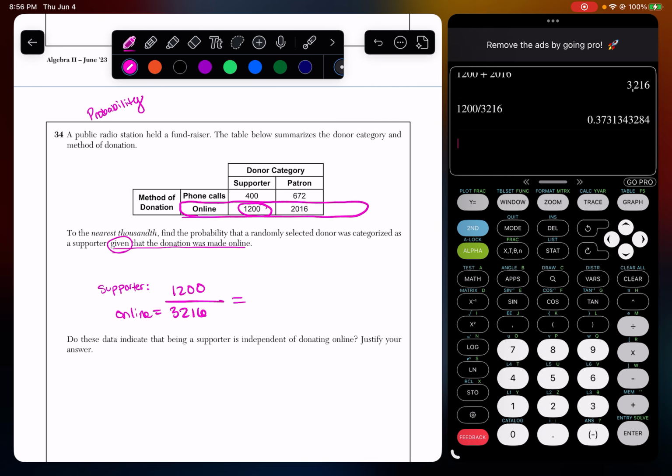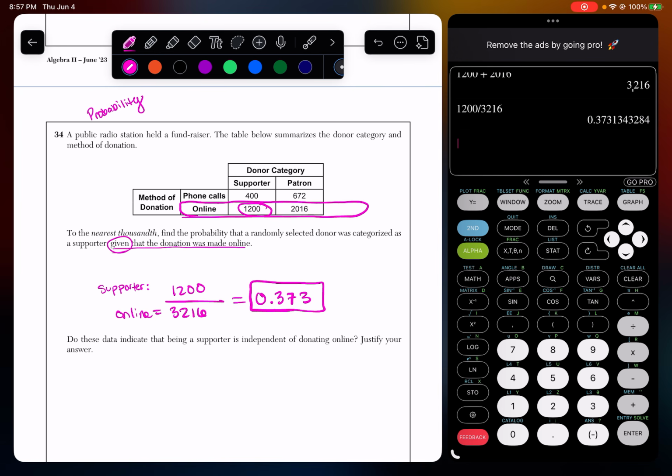So the nearest thousandths is 0.373. In probability, we typically keep things as a decimal. We do not convert them to a percent. So 0.373 means that 37.3% of the online donors were supporters. But we leave it as a decimal in probability rather than going back and forth with percents.